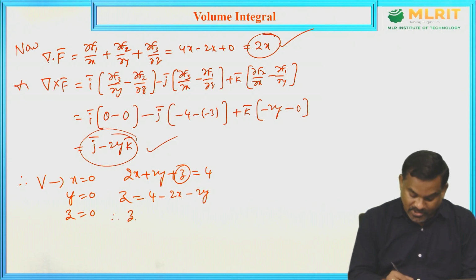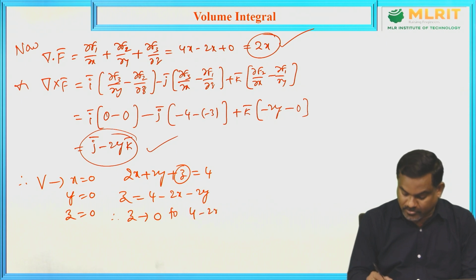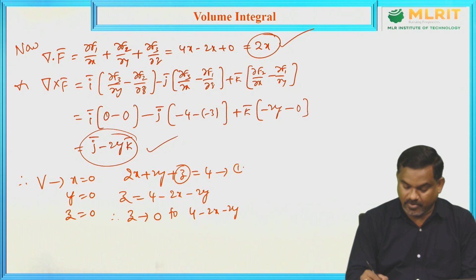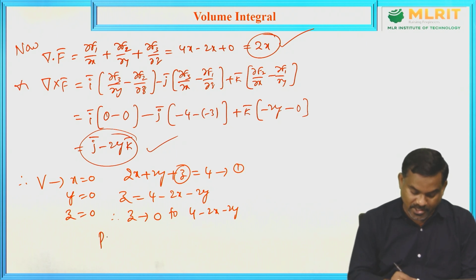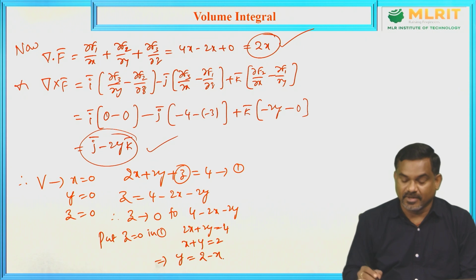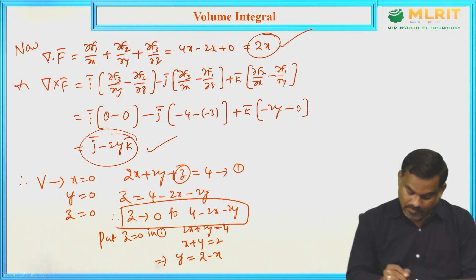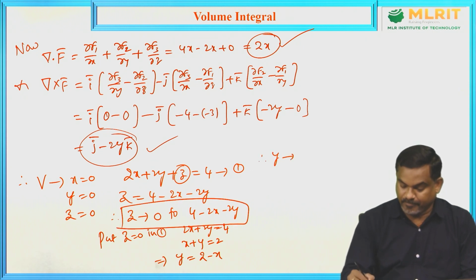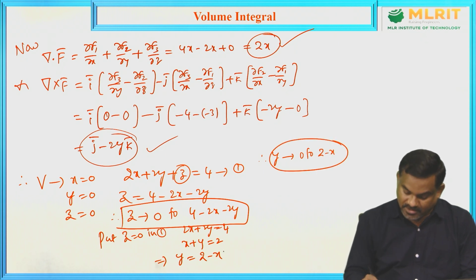So therefore, z changes from 0 to 4 minus 2x minus 2y. This is equation 1. Now, to find the y limits, put z equal to 0 in 1. So 2x plus 2y equals 4, x plus y equals 2. That implies y is 2 minus x. And therefore, y changes from 0 to 2 minus x. And this is equation 2.